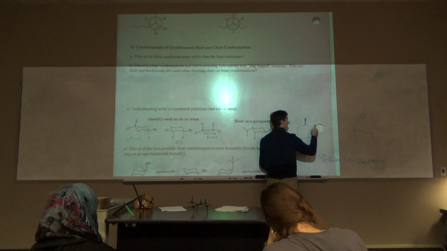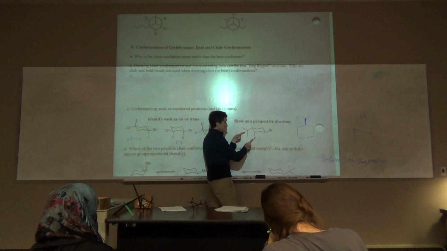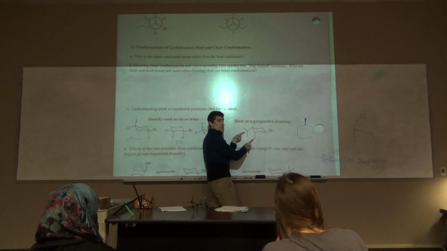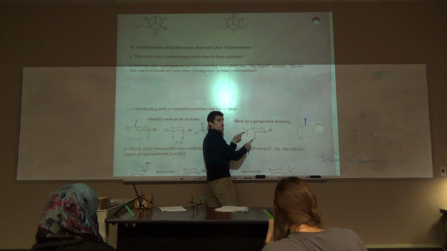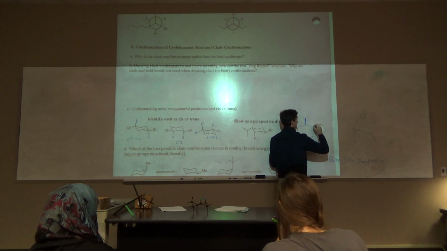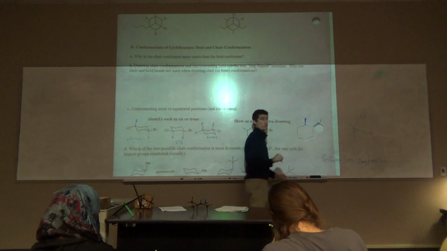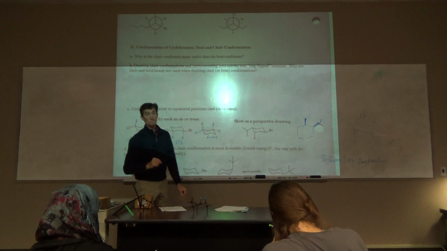But do I need to draw it dashed or bolded? Well, what's the relationship between these two? Cis or trans? They are cis. So how do I draw the F? Dash. No, they're cis. I need to draw it bolded. Cis.